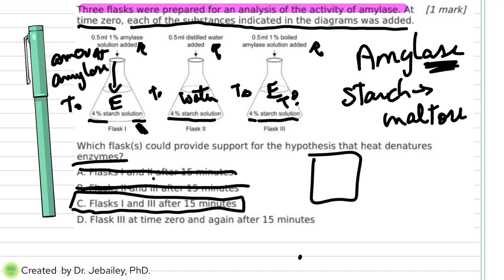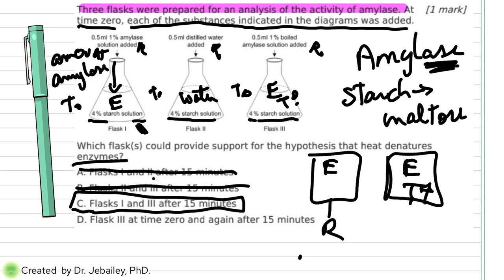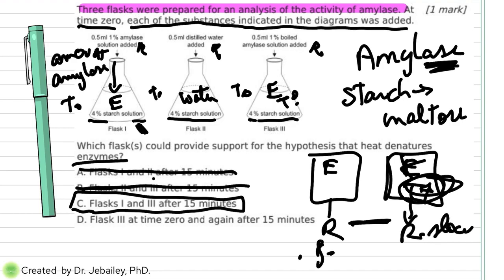I have a flask with enzyme and I have a flask with the enzyme and the temperature was increased. Now I can see what happens to this as a result and compare it to the result with the temperature. So now I can compare and see how that temperature actually killed the enzyme. So the rate here might be slow and here the rate might be a little bit faster. So it is comparing flask 1 and 3 after 15 minutes.